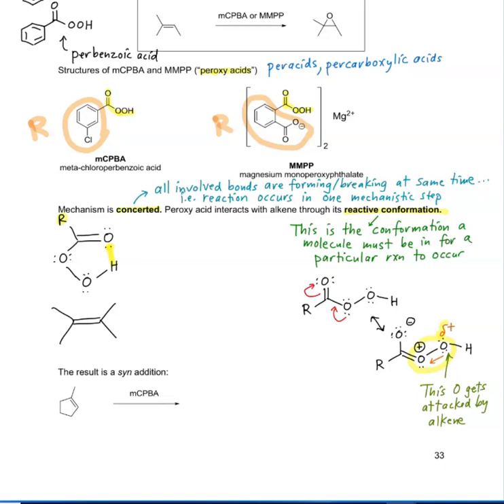Okay, so for this to happen in a concerted fashion, we're going to have to draw a number of arrows. So there are going to be 5 arrows, so I'm going to number them as I draw them and explain what's going on at each step. So the first thing is the pi electrons in the alkene attack this oxygen. We'll call that arrow 1.